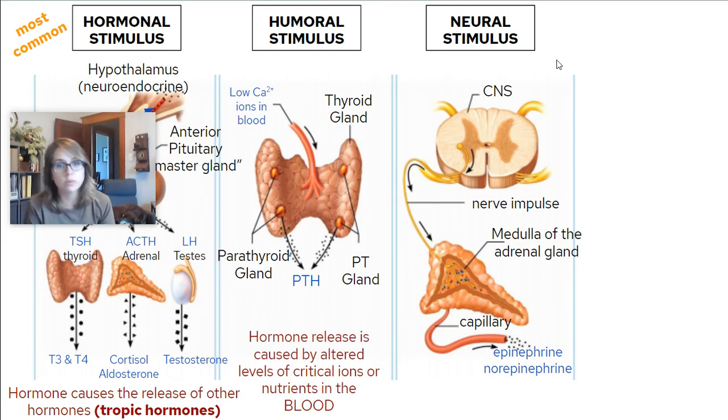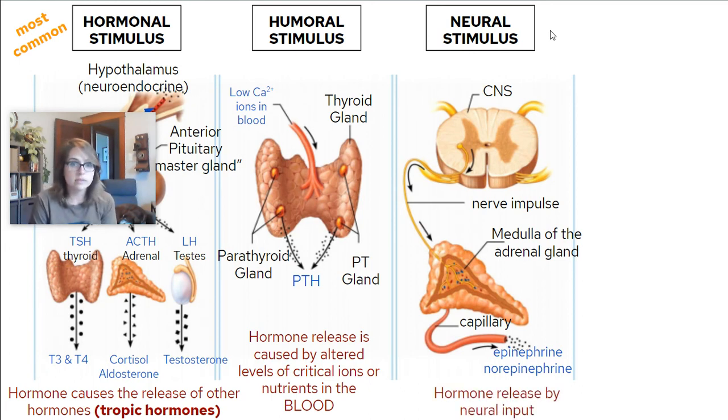So this is the hormone release caused by altered levels of very important ions, so critical ions, or nutrients. So maybe a decrease in glucose could stimulate this. And this is in my humors, my blood, my liquids. And then lastly, neural, right? This is going to be where your nerve impulses are going to stimulate the release of hormones. So hormone release by neural input.